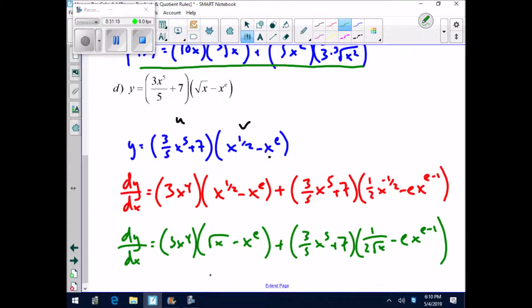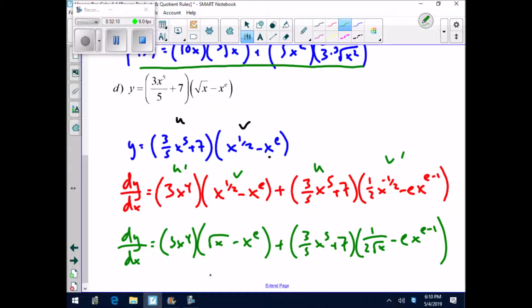With d, we said that our u was 3/5 x to the 5th plus 7, and our v was x to the 1/2 minus e to the x. And right here, when we took the derivative, we had u prime as 3x to the 4th times our v of x to the 1/2 minus e to the x, plus our u of 3/5 x to the 5th plus 7 times our v prime as 1/2 x to the negative 1/2 minus e to the x.